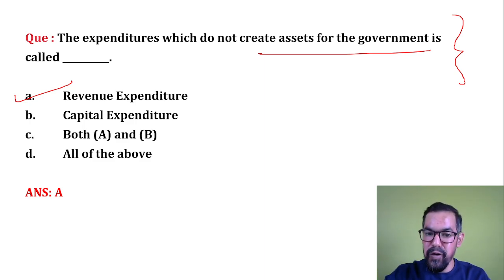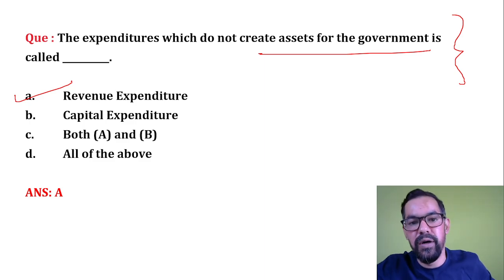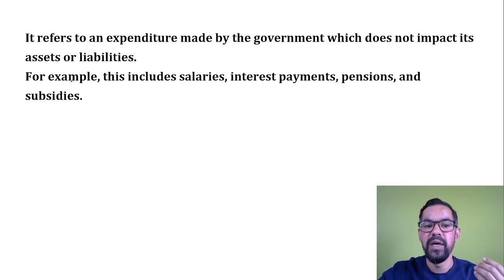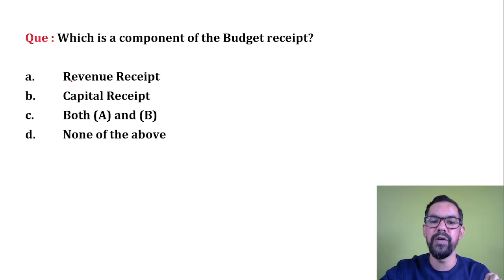So revenue expenditure is generally for the functioning of various government departments, like salaries, like interest payment, like pension, like subsidies. These all are part of your revenue expenditure.